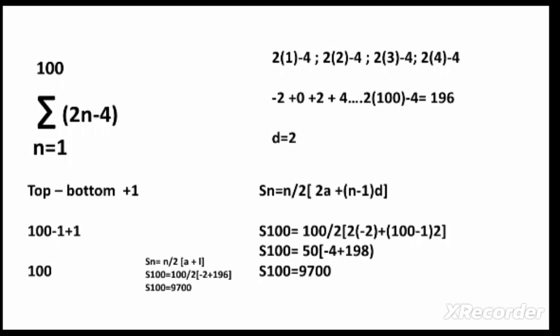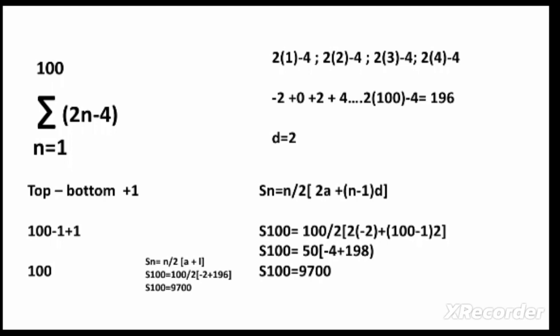So let's substitute. The first term is -2, second term 0, third term 2, fourth term 4, and then our last term, if we substitute 100, we get 196. And again, we don't know our number of terms in the series. What type of a series is this? This is an arithmetic series with difference of 2. So we're going to use the formulas for arithmetic series.